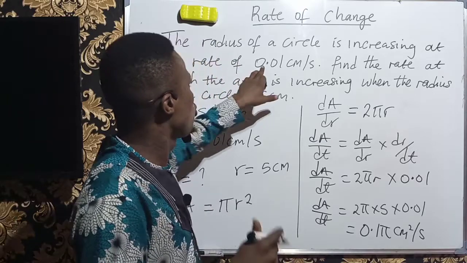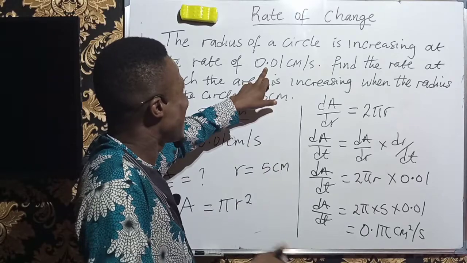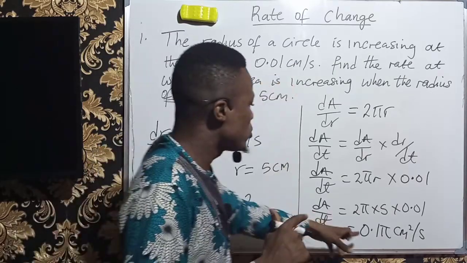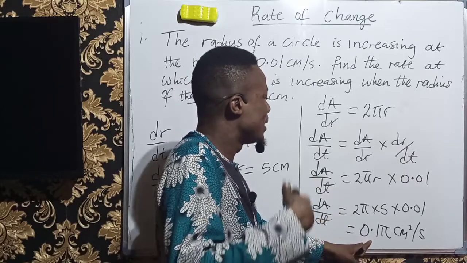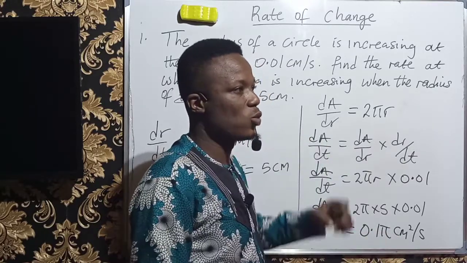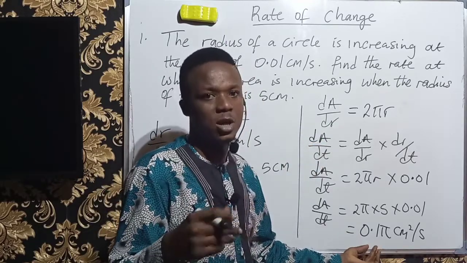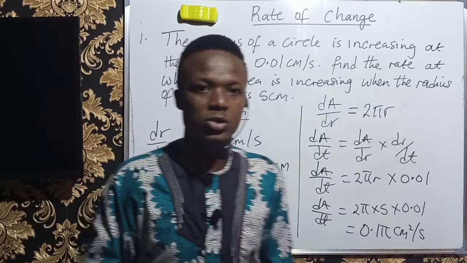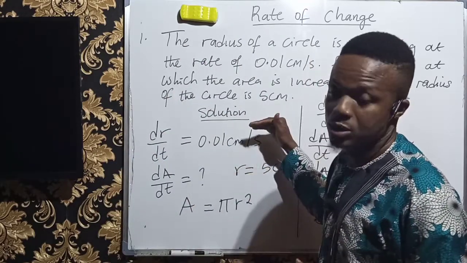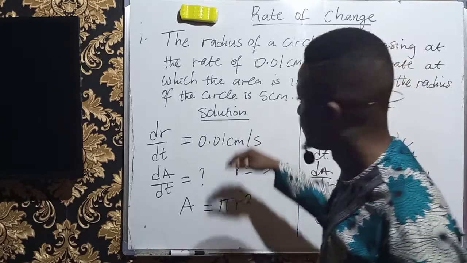So you can now see that when you change the radius of the circle at 0.01 every second, the area will change at 0.1 pi centimeter squared at the same time. So you see that when radius changes, it will cause a greater change in the area. So this is one of the applications of differentiation. So let us take more questions in this topic for proper mastery.